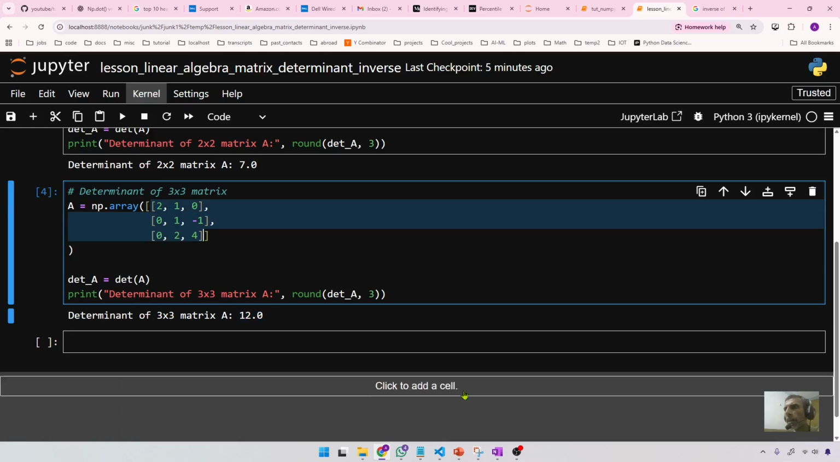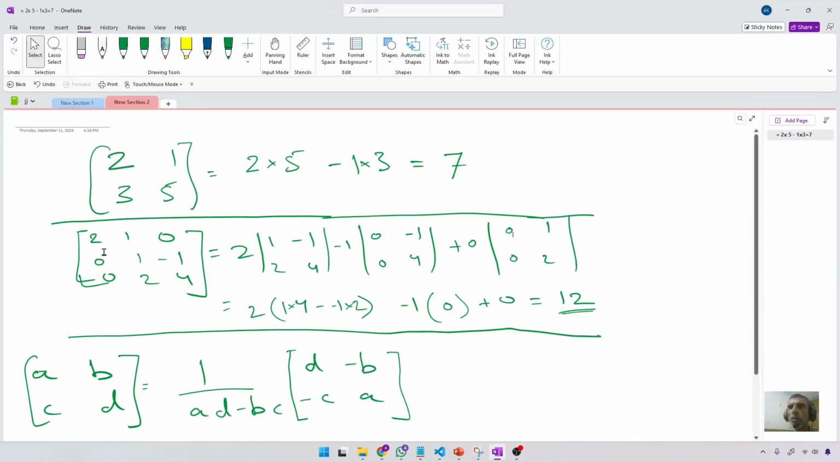Let's calculate this by hand, and let's see if it gives the same answer. Come over here. This is the same matrix: 2, 1, 0, 0, 1, minus 1, 0, 2, 4. And the way you calculate the determinant, again from high school math, is 2.